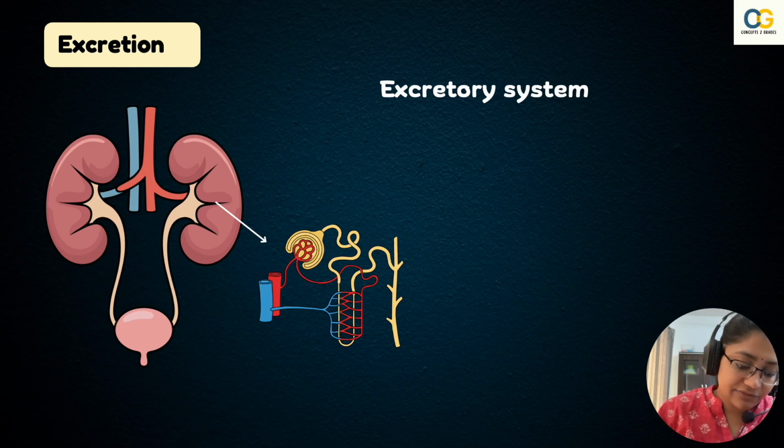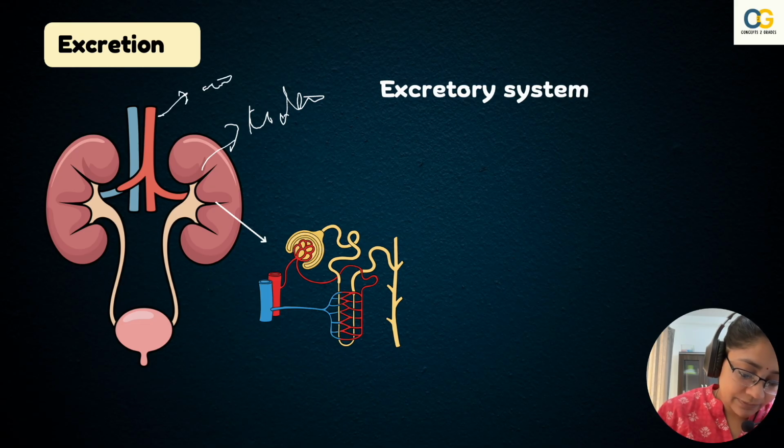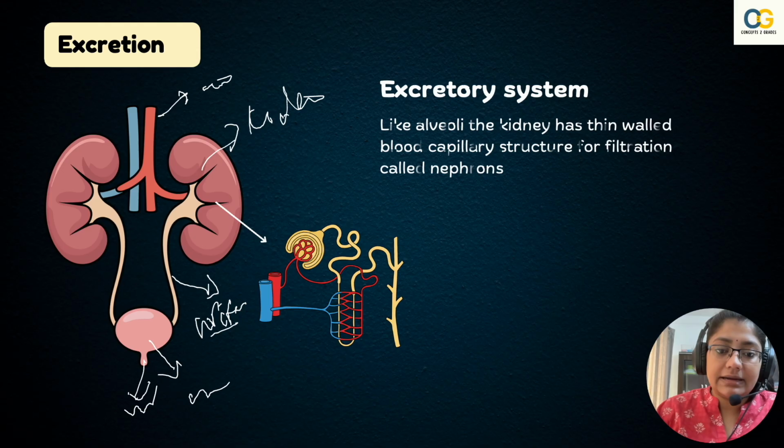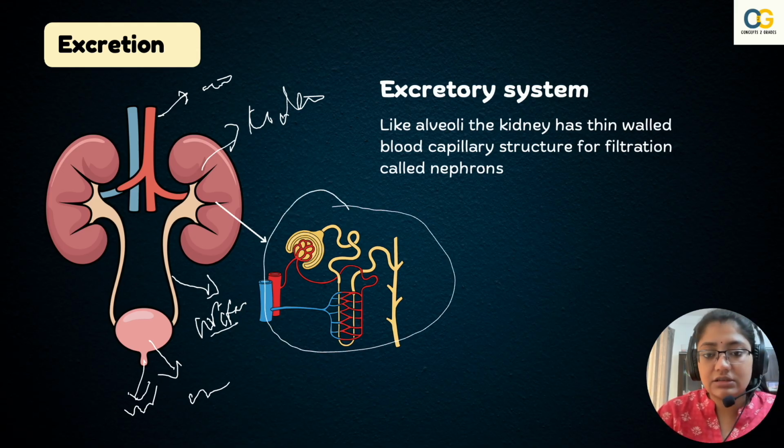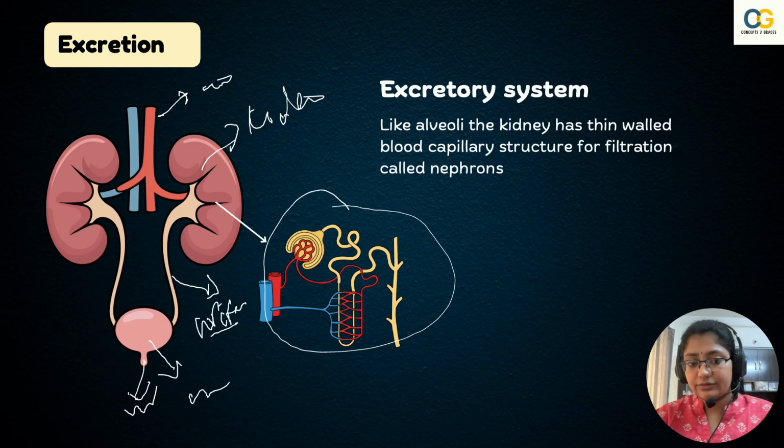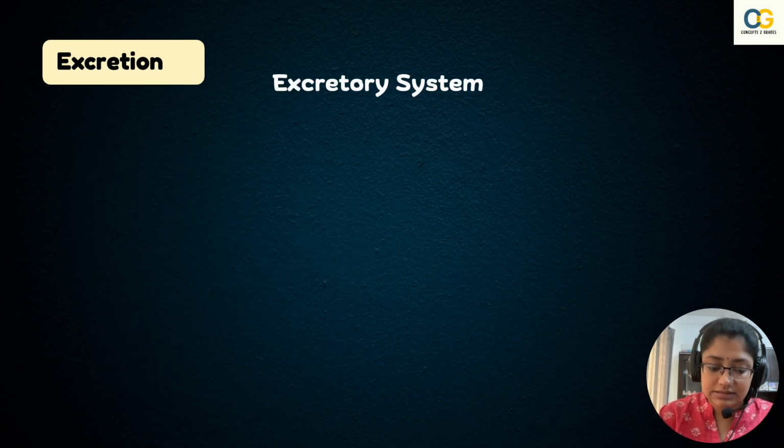So we have a pair of kidneys in our body which help with this process. So there is the kidney, this is the renal artery, renal vein, this is the urinary bladder, this is called the urinary tract, this is the urethra, right? And each of these kidneys contains nephrons, which are the functional unit of filtration, which is like a capillary structure, again very thin walled, transfer through diffusion. That is the normal process that occurs.